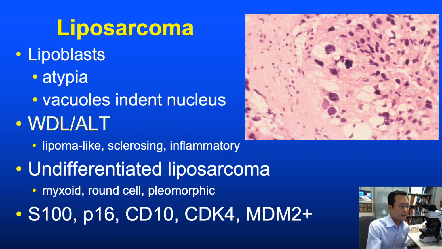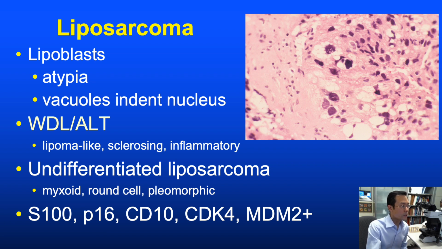The classic cell in liposarcoma is an immature adipocyte known as a lipoblast. In addition to cytologic atypia, there tend to be multiple vacuoles in the cytoplasm that cause indentation or scalloping of the nucleus, kind of like what we see in sebocytes in skin adnexal tumors.